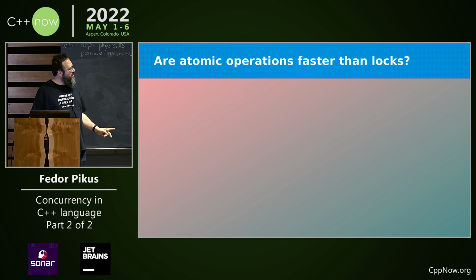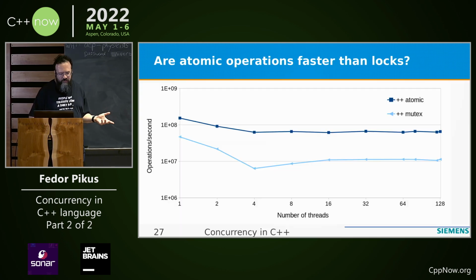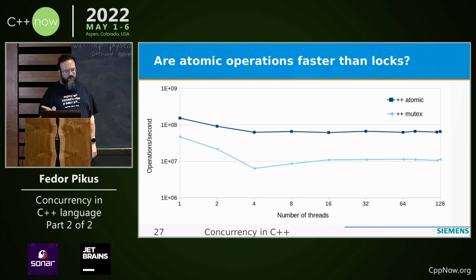Okay, now the interesting question: are atomic operations faster than locks? Because they both can be used to synchronize access to non-atomic memory. Well, let's look at a simple example. I can do plus plus of a non-atomic integer.